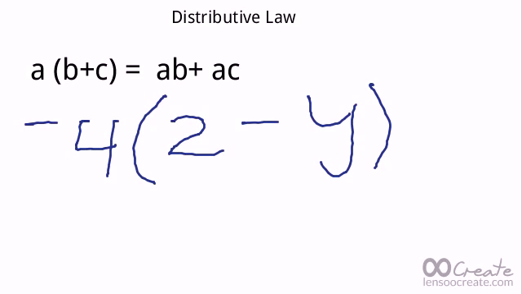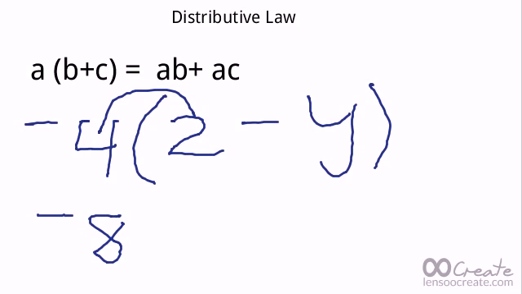Okay, so let's try this one now. Here we have minus 4 multiplied by 2 minus y. So again, with the same process, minus 4 multiplied by 2. So minus by a positive, or a negative by a positive, will give you a negative, and that will be negative 8, because 4 by 2 is 8.